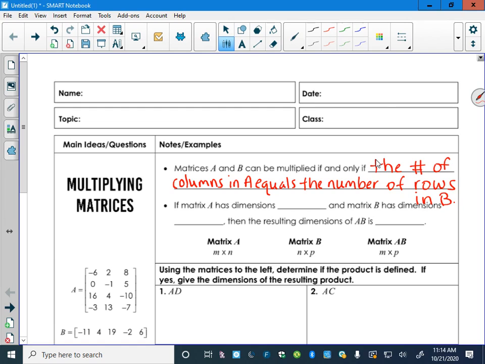Second bullet, if matrix A has dimensions m times n, where m is a number, n is a number, and matrix B has dimensions n times p, where n is a number, p is a number, but this n and this n have to be the same number, then the resulting dimension of AB is m times p. So if matrix A is an m by n, B is an n by p, you notice these are the same. It's like they cancel, and you're left with a resulting matrix of m times p.